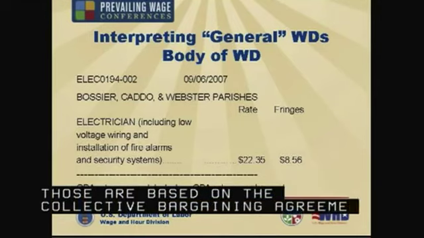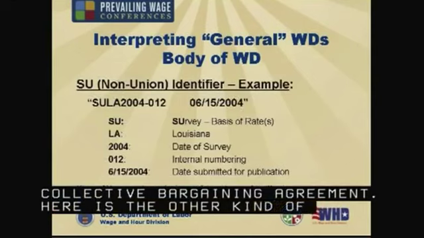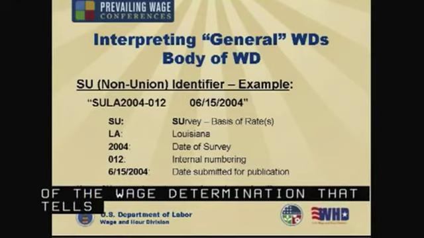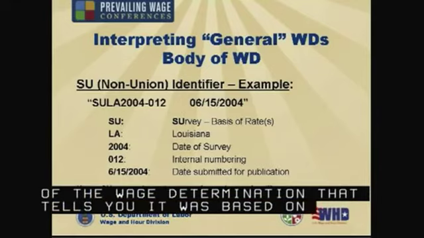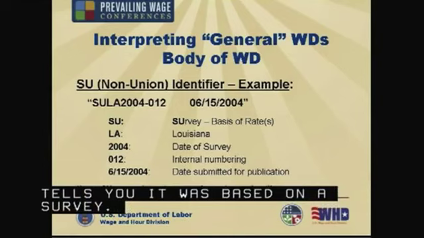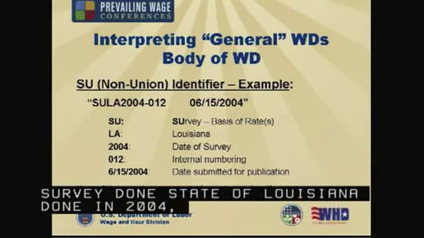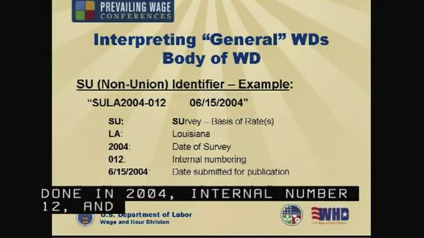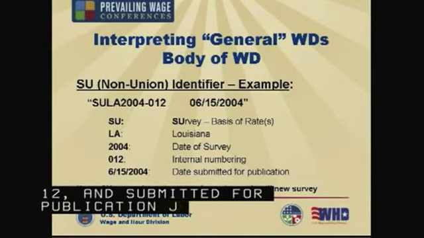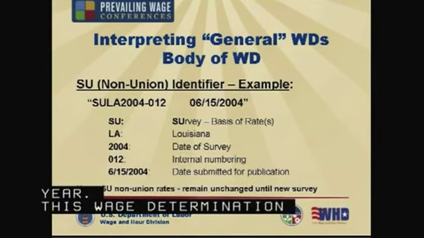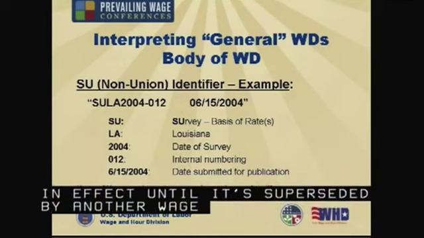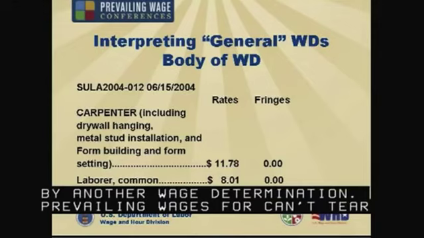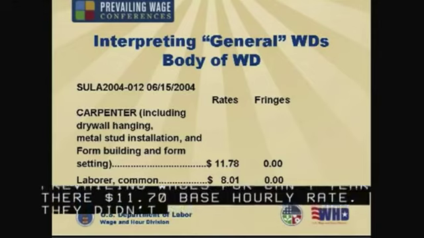Now here's the other kind of identifier. Whenever you see an SU in front of the wage determination, that tells you it was based on a survey. This survey was done in the state of Louisiana in 2004, internal number 12, and the wage determination was submitted for publication on June 15th of that year. This wage determination remains in effect until it's superseded by another wage determination. Prevailing wages for carpenter there are a $11.78 base hourly rate, and they didn't have any data for fringes for either the carpenter or the laborer's rate.